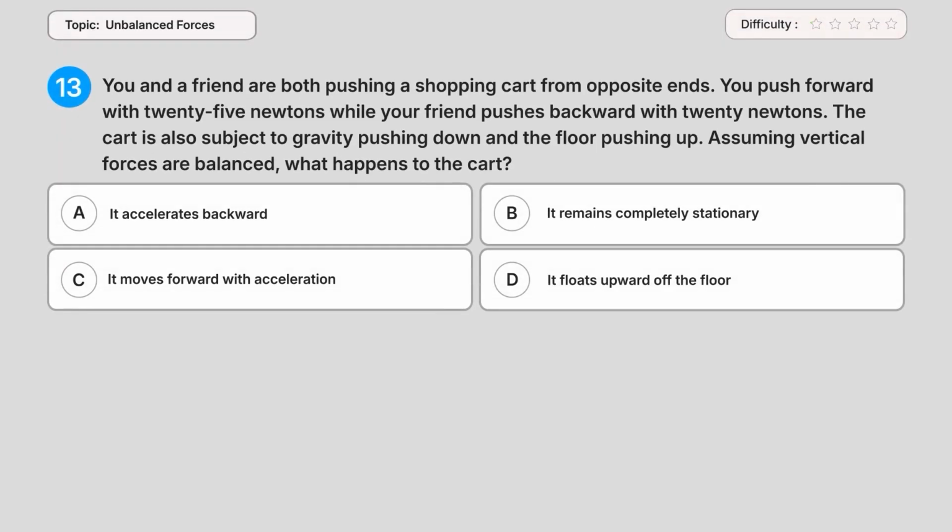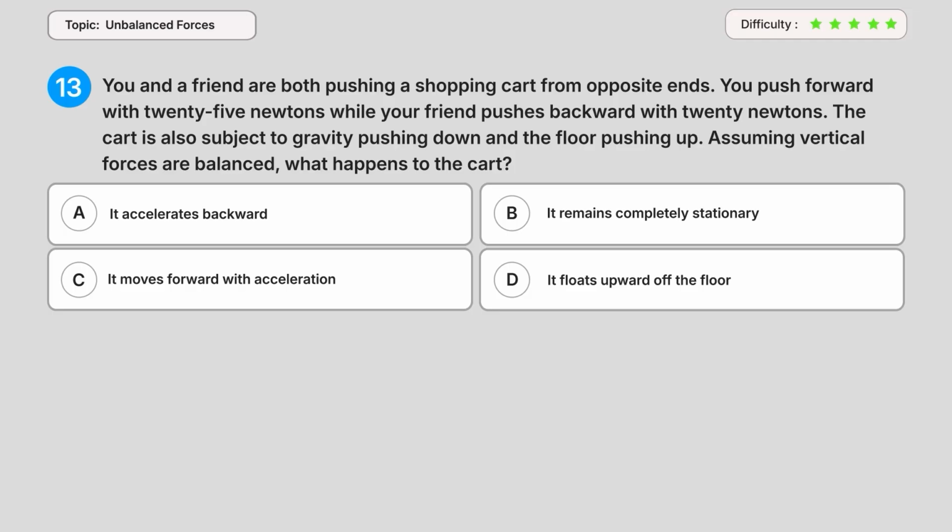13. You and a friend are both pushing a shopping cart from opposite ends. You push forward with 25 newtons, while your friend pushes backward with 20 newtons. The cart is also subject to gravity, pushing down, and the floor pushing up. Assuming vertical forces are balanced, what happens to the cart?